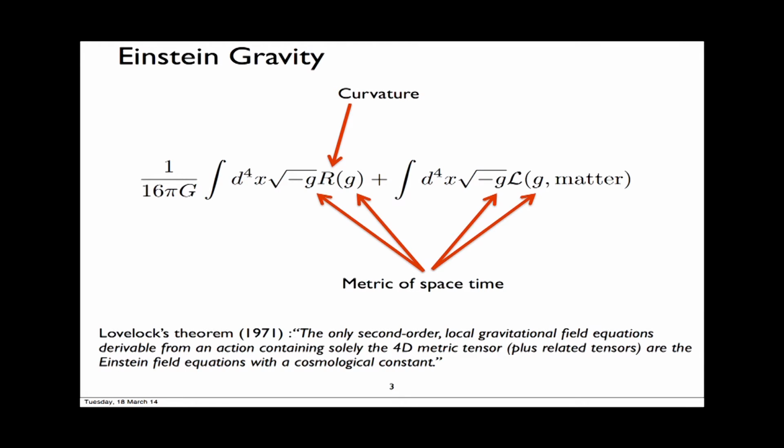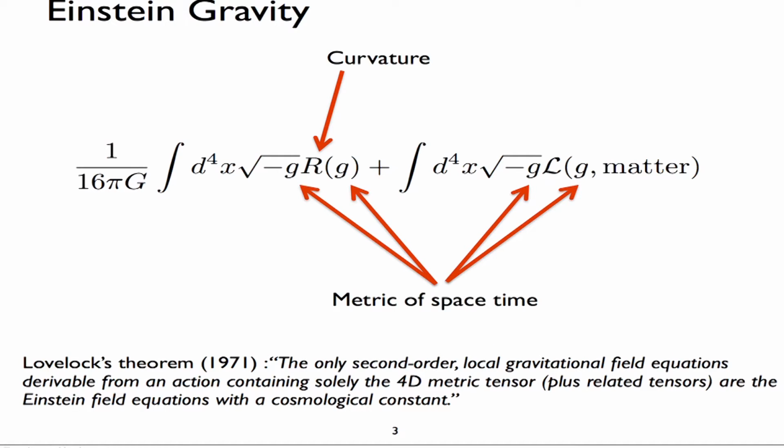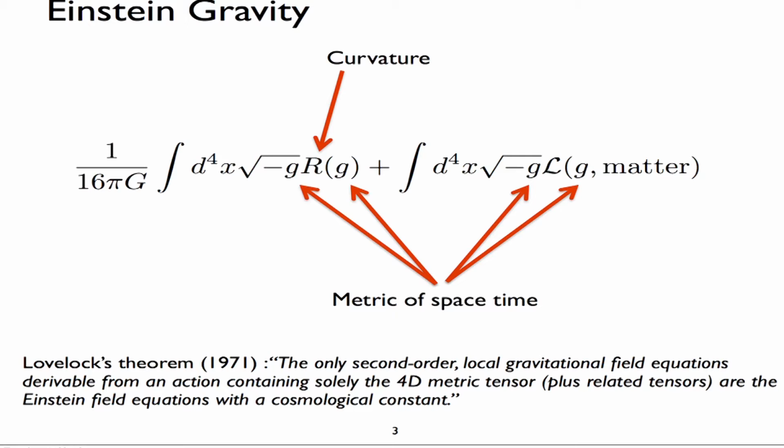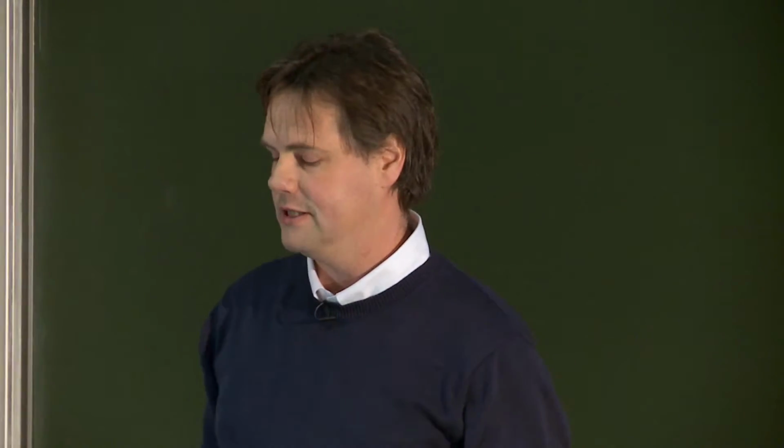It's Einstein gravity, and you write it out like that, and that's the gravitational constant that I'll be talking about. And we assume that gravity, Einstein gravity, is just this. It's an Einstein-Hilbert term, and it's minimal coupling to matter, and matter can be anything. And the filter that I will use to move away from gravity is Lovelock's theorem, which says that the only second-order local gravitational field equations derivable from an action containing solely the 4D metric tensor plus related tensors are the Einstein field equations with a cosmological constant. So second-order, local, 4 dimensions, metric. That's where you start off with, and that's your base theory of gravity.